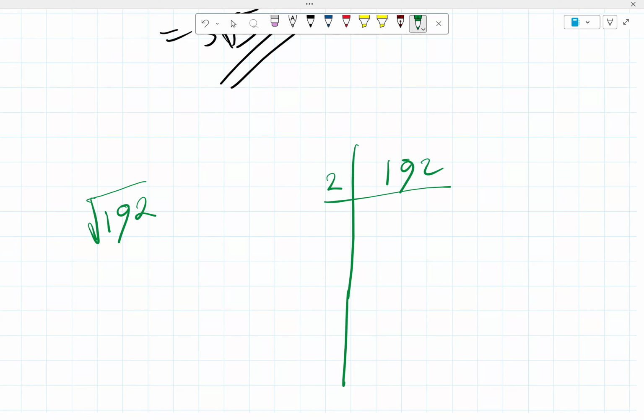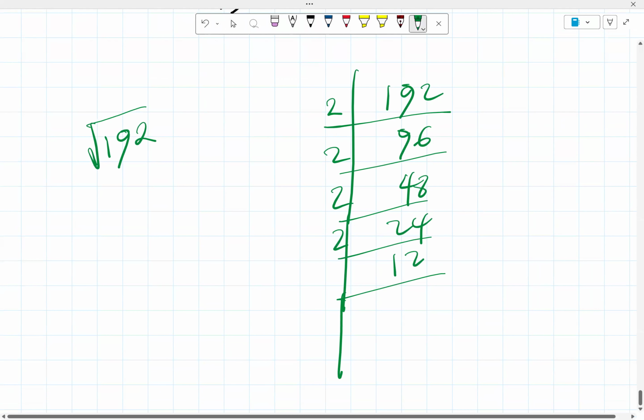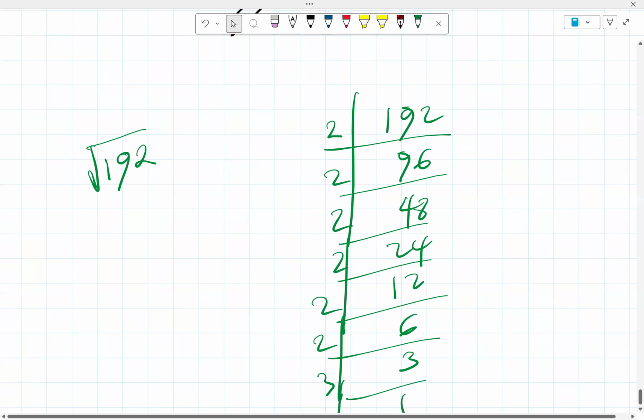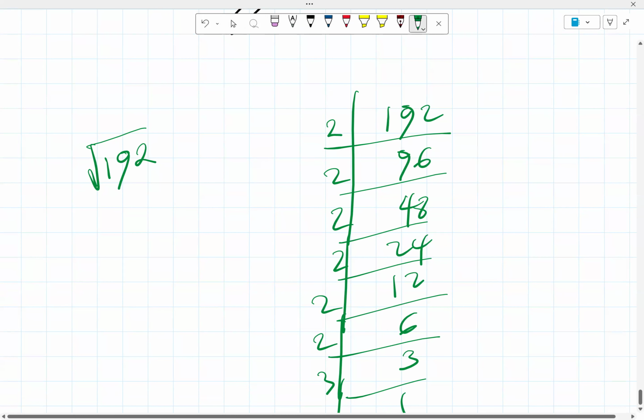Okay, so 2, that's 96, I believe. Yeah, that's 96. Then 2, that's 48. 2, that's 24. 2, that's 12. 2 again, that's 6. 2 again, that's 3. And finally 3, that's 1. Okay, I hope that's fine. 96, 48, 24, 12, 6, 3, and then 1.